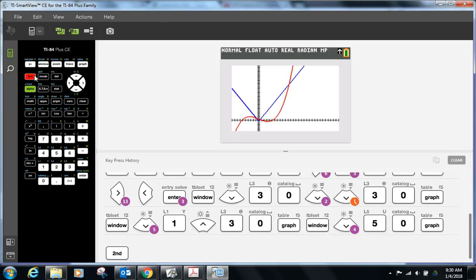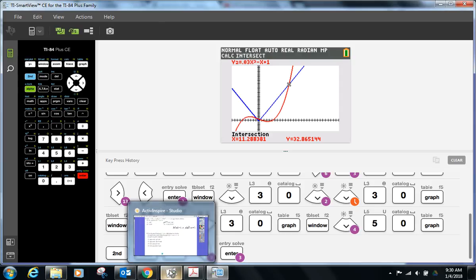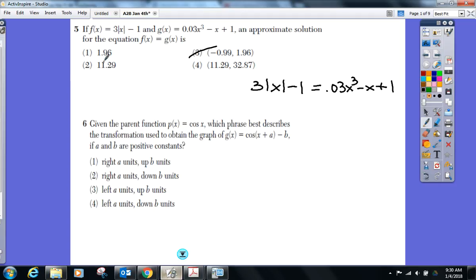All right. So second trace. Now we can go to intersect. Enter, enter, enter. And what do we get for an X value? About 11.28. 11.29 when you rounded it. I know that stinks. Here's another way around it if you don't want to use the graph at all.